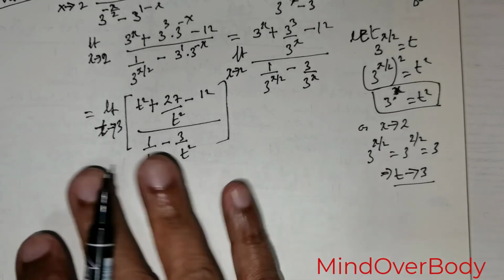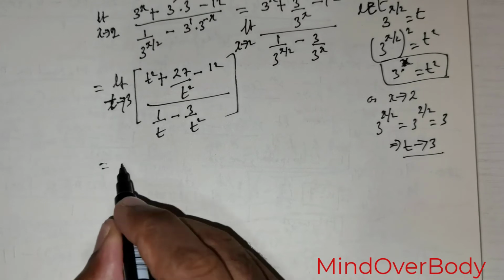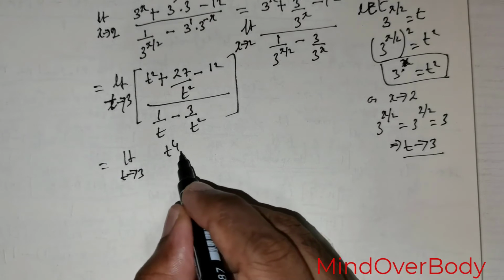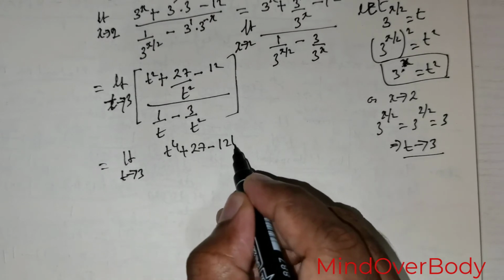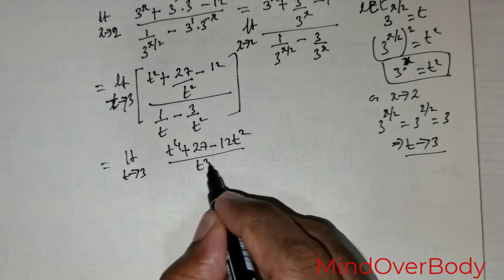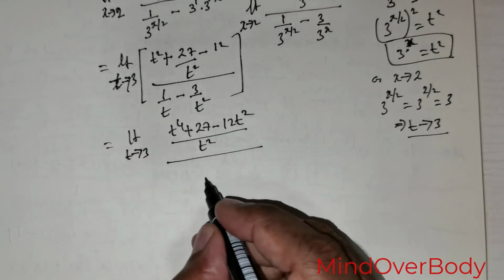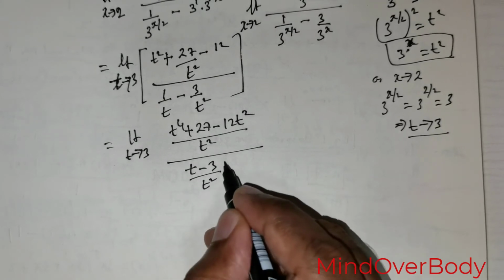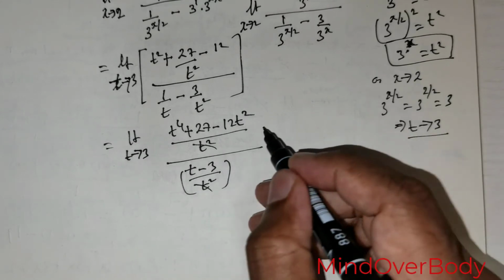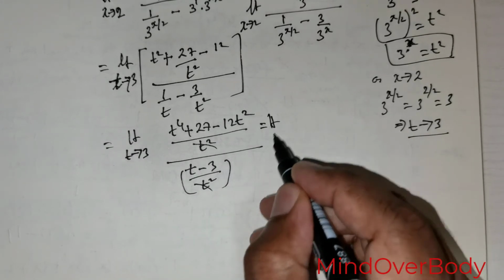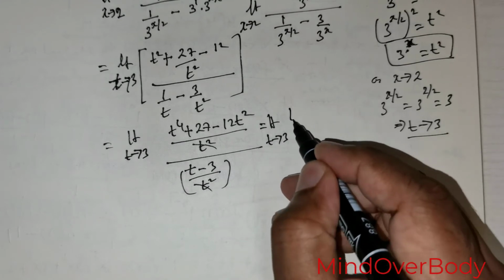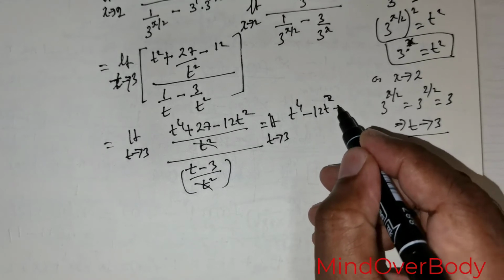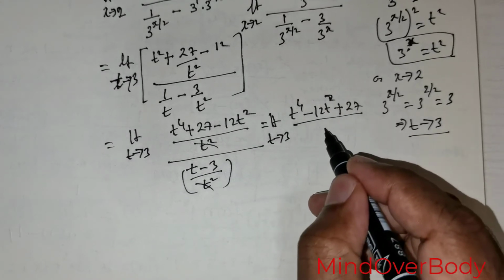So if I were to simplify this, this is equal to the limit t tending to 3. I take the LCM as t squared, so this is t power 4 positive 27 negative 12 times t squared divided by t squared. The whole is divided by, if I were to take t squared as the LCM, I would get t negative 3 divided by t squared. T squared can be cancelled. I can rewrite this as the limit t tending to 3 of t raised to the power of 4 negative 12 times t squared followed by 27, divided by t negative 3.